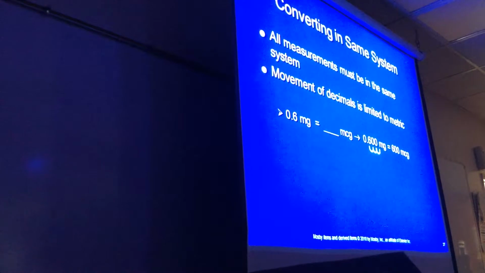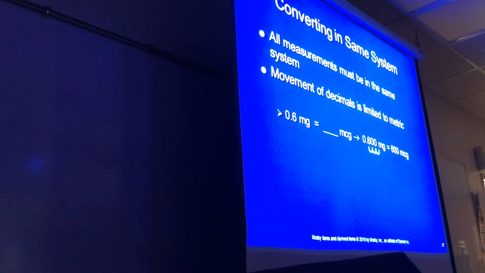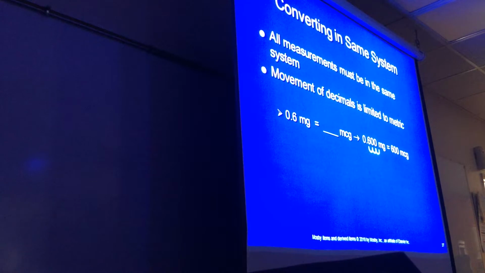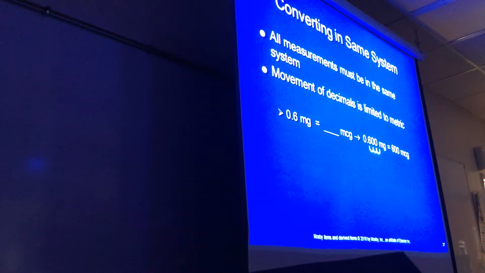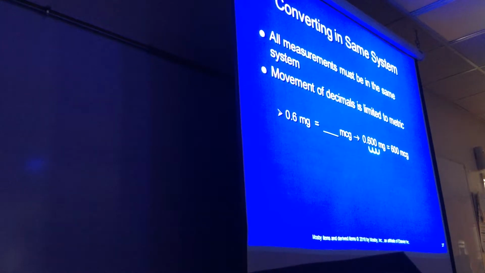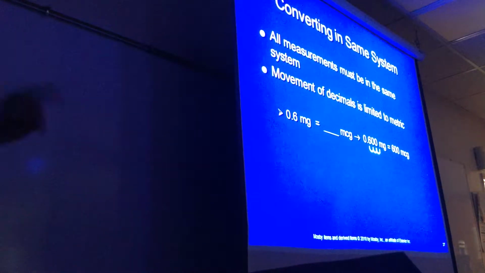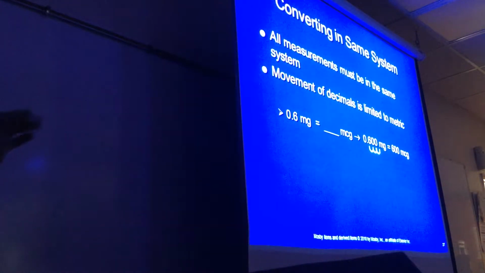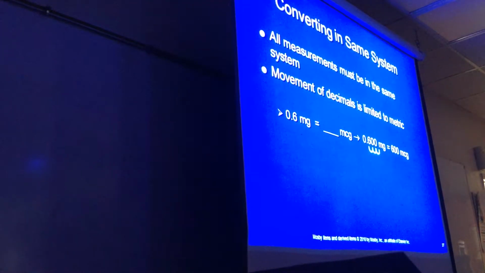So if it's in the same system, when it's metric, we just talked about this, make sure you move the decimal place. And make sure that you remember that 1 kilogram is 1,000 grams, 1 gram is 1,000 milligrams, and 1 milligram is 1,000 micrograms. We do the most conversions for this class when it comes to grams, milligrams, and micrograms. Those are the most commonly converted groups that we work with. So just remember that.